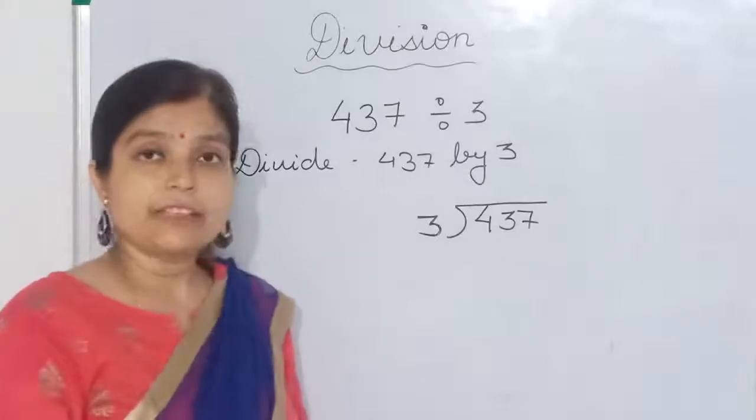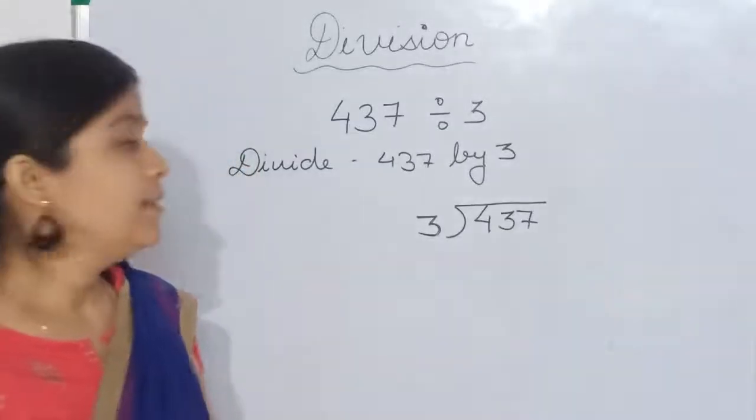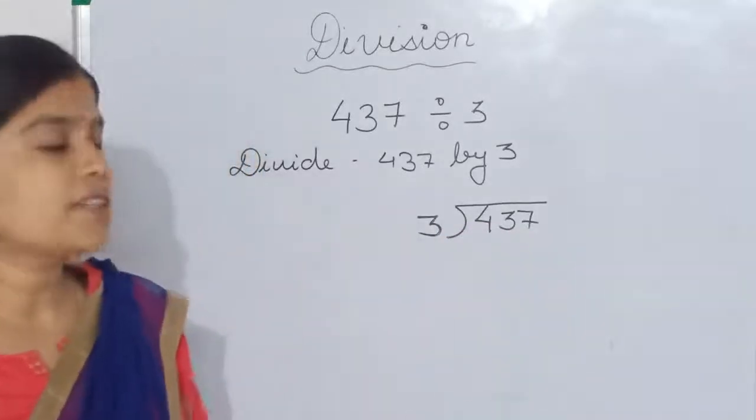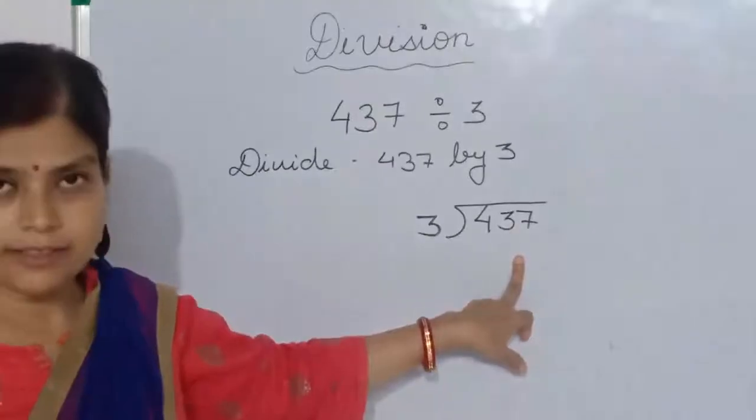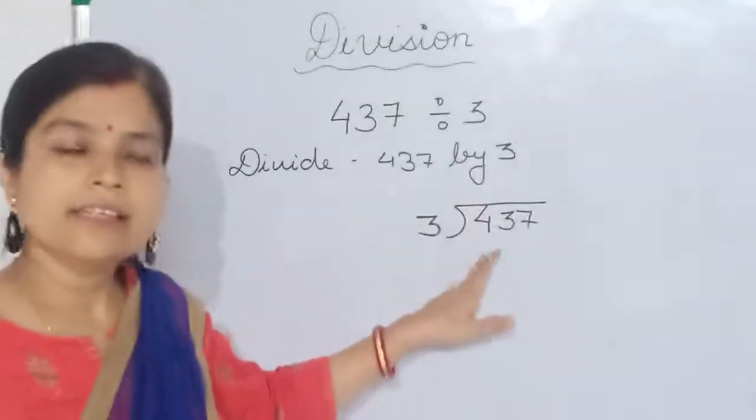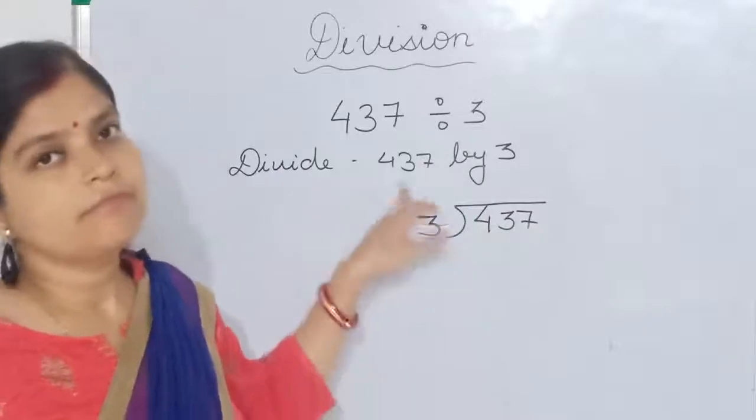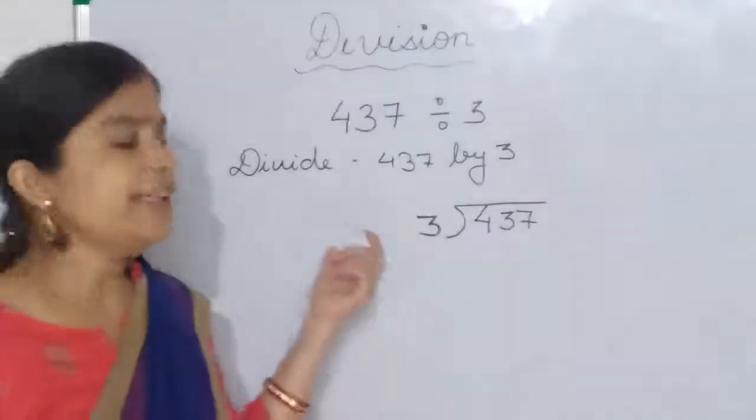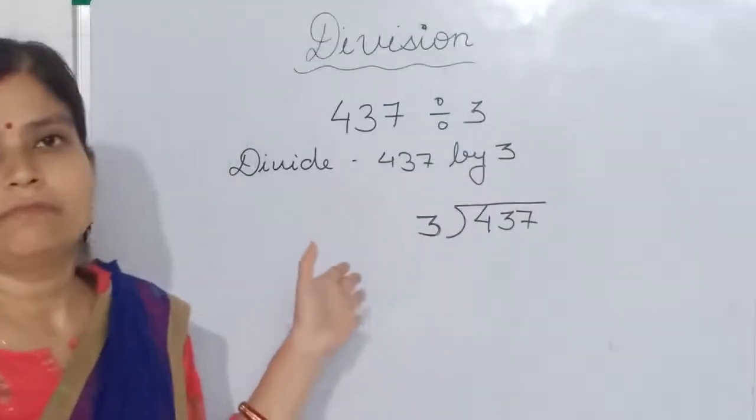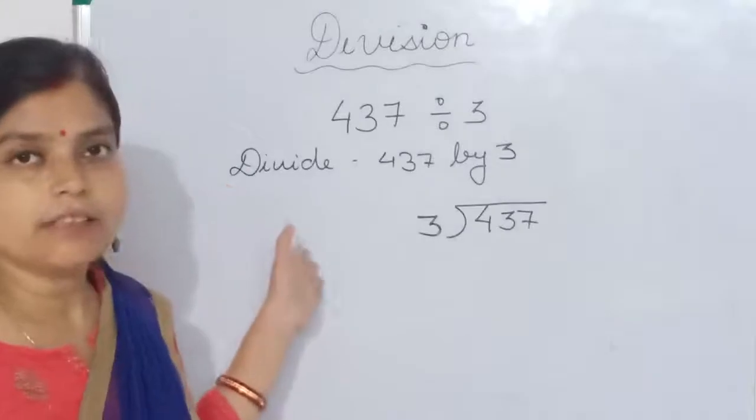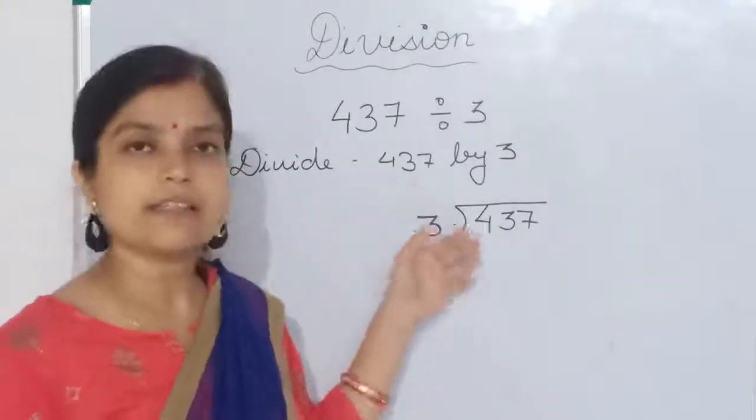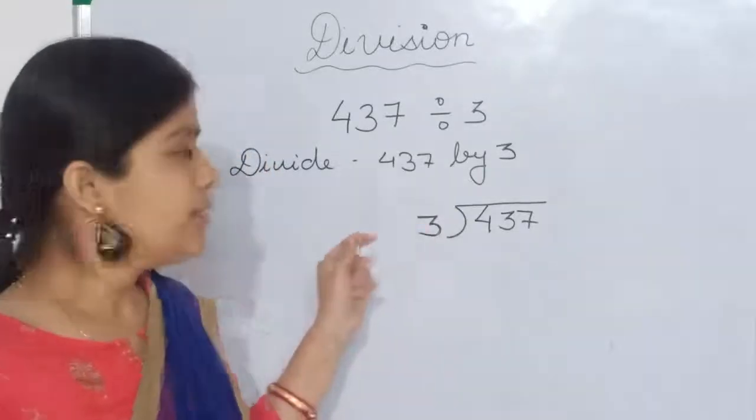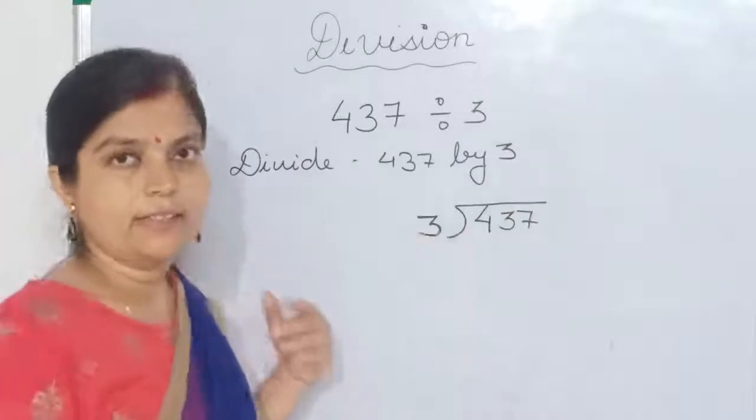Now one interesting fact, children, you will observe that in addition, subtraction, multiplication, all the time we used to start with the ones place digit, then tens, then 100, then 1000, then 10,000 and so on. But in division, we will start dividing the number which is in higher place value. First we will start with 10,000, then 1,000, then 100, then tens, then ones. Okay? We are starting it from the left hand side, not from the right hand side.